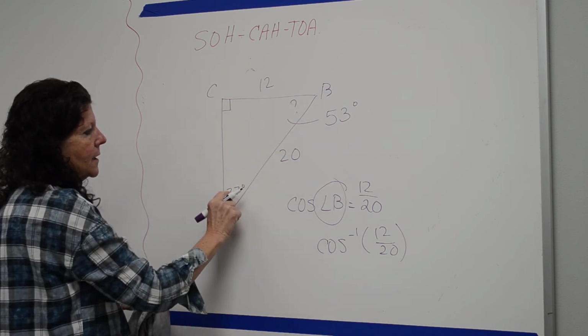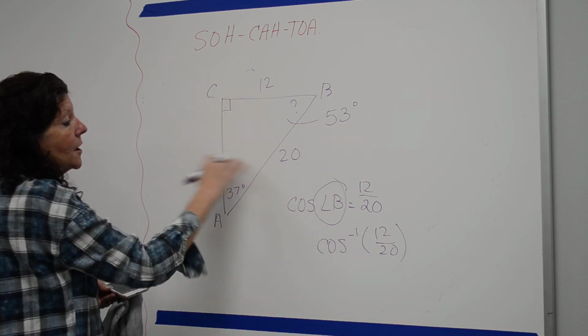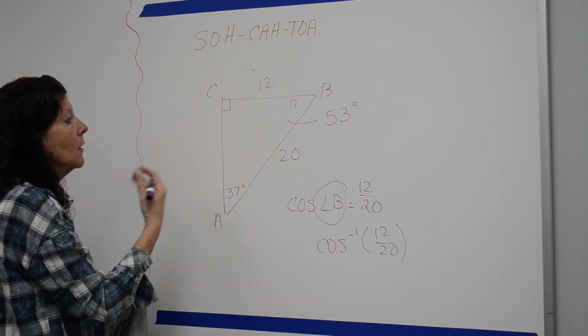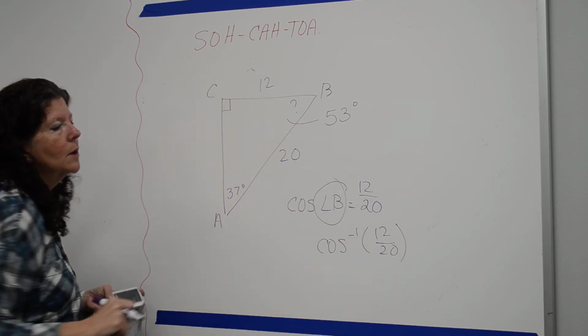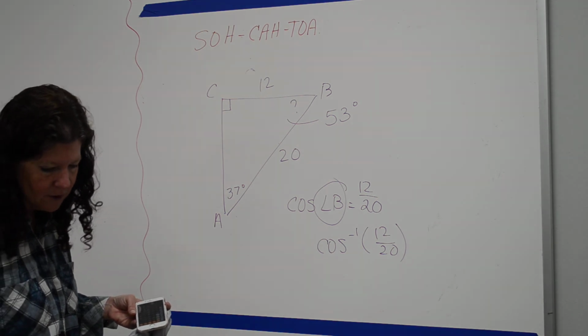Now, if they ask me to find this angle, that angle is going to be equal to 37 degrees, because this plus this plus this has to equal 180. I could also do Pythagorean theorem to find this unknown side here, or I could use trig to find it. Right now at this point, I don't think they're asking you to do that.